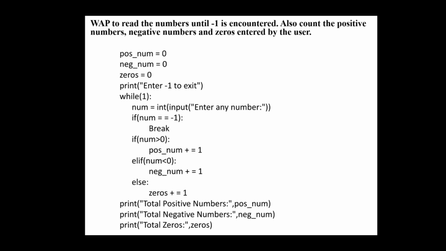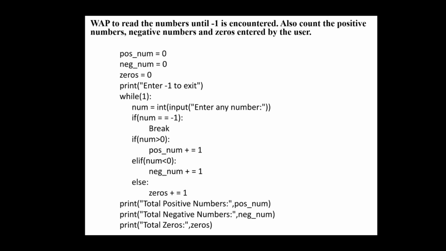Now num == -1, false. 8 > 0, true. So positive number should be incremented, previously it was 2, now 2 plus 1 equal to 3. Then ask the user to enter another number. This time we put -7.